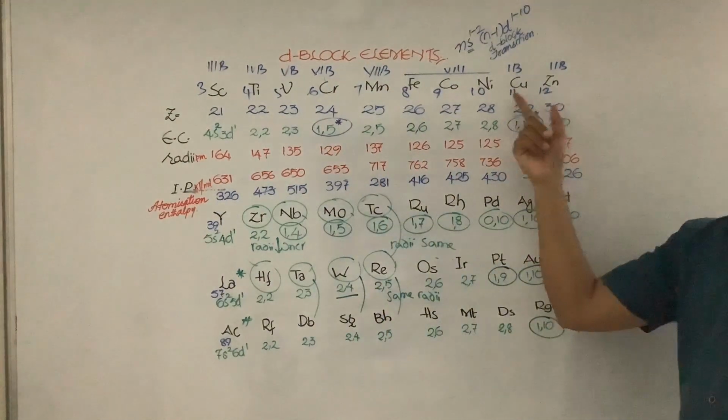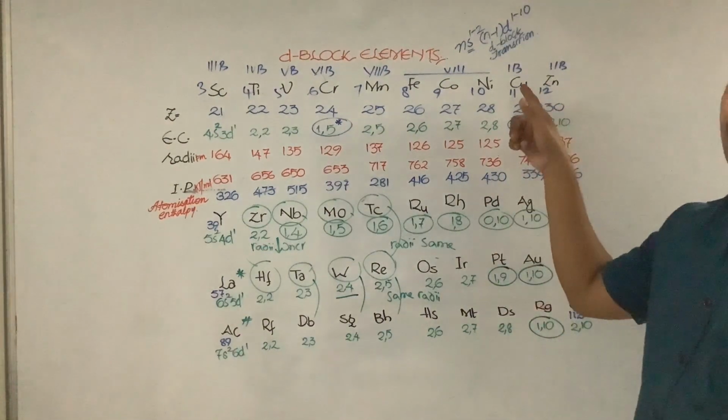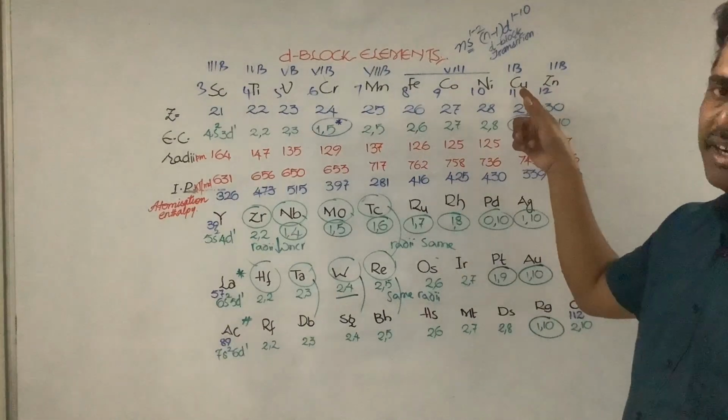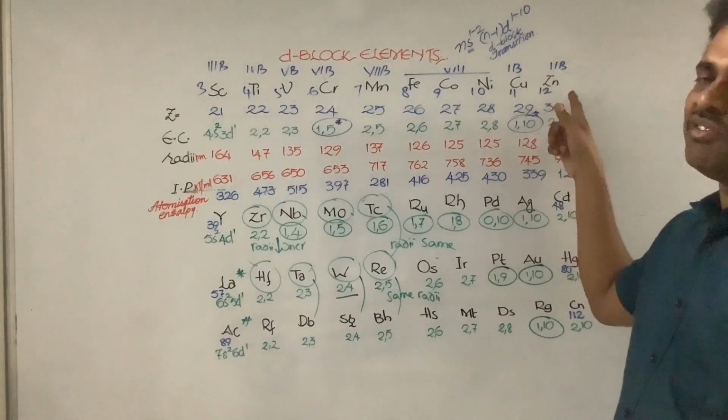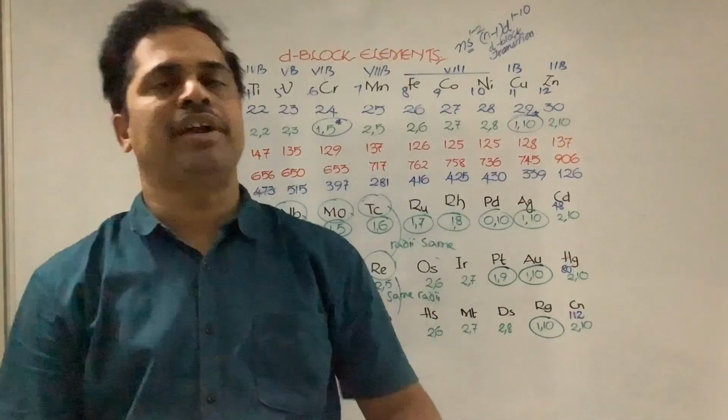Copper and zinc are the same case. Copper has 4s1 3d10 and zinc has 4s2 3d10. After losing one electron, copper gets stability. So the first ionization potential of zinc is more, but the second ionization potential of copper is more. That point is to be noted.